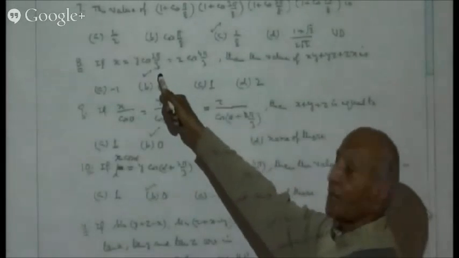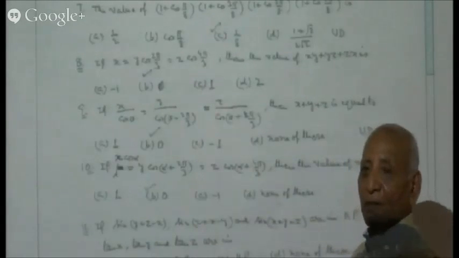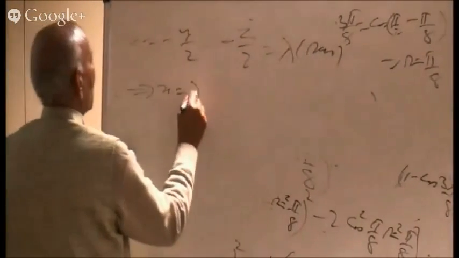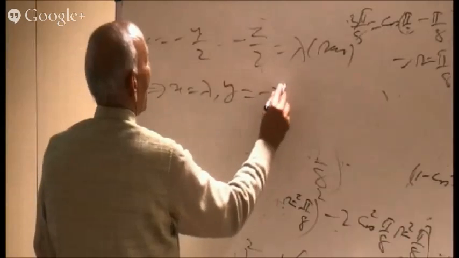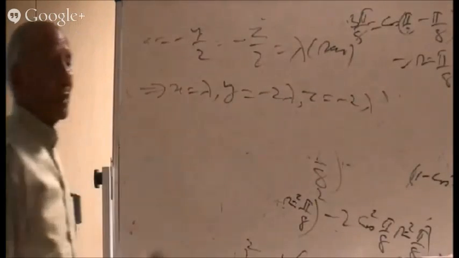Find out the value. Cos of 2 pi by 3 is minus 1 by 2. Cos of 4 pi by 3 is also minus 1 by 2. Let me call this, say, lambda or k, whatever you want to say. I am calling it lambda. So what is x? X is equal to lambda. What is y? Y is equal to minus 2 lambda. What is z? Z is equal to minus 2 lambda.